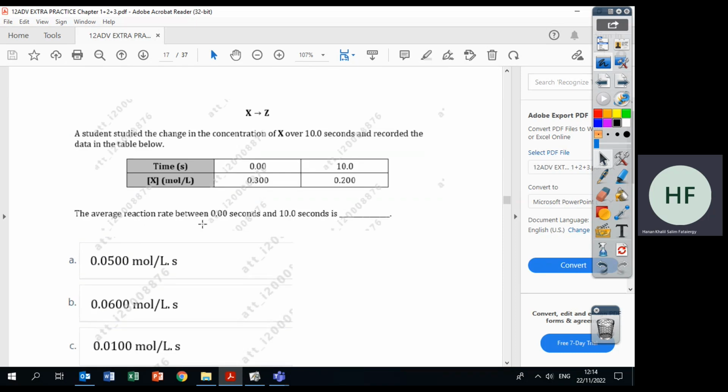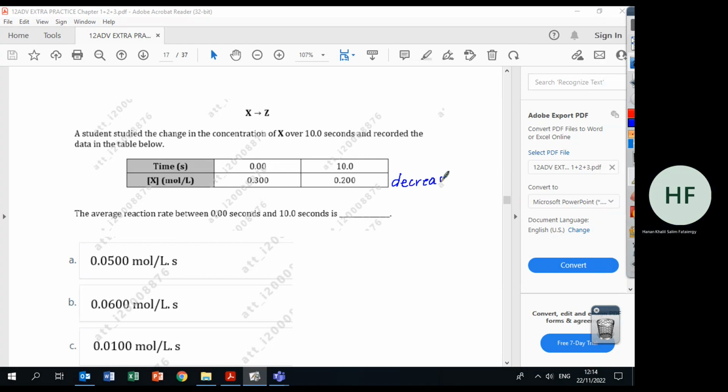Okay, now we have this question about the reaction rate. You need to calculate the average reaction rate. Now X increases or decreases? This is the time 0 to 10 in seconds. And X goes from 0.3 to 0.2, so this decreases. Does it make sense? Yes, why? Because X is a reactant. We agreed that reactants decrease and products increase. If you remember the graph, we said reactants decrease till they become 0, products increase, start from 0 and increase.